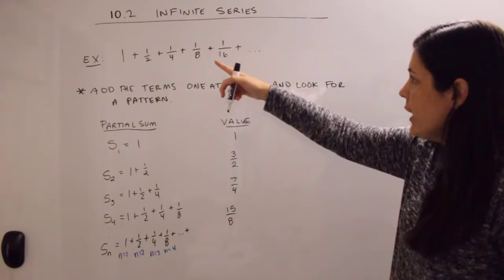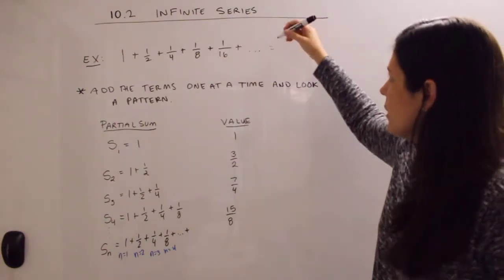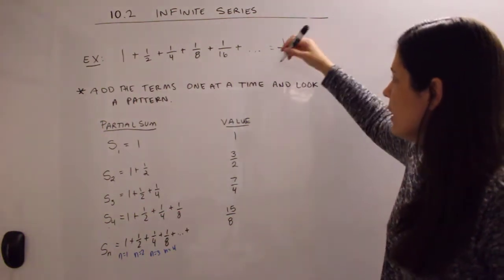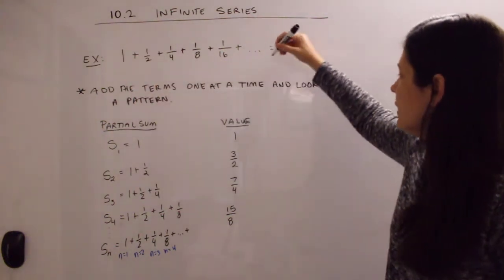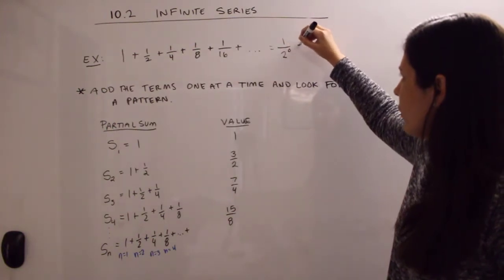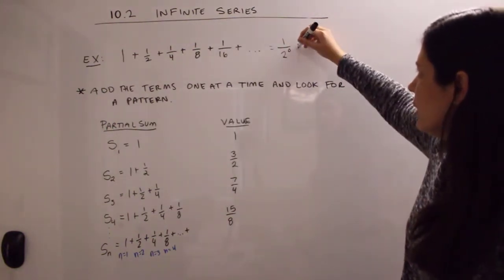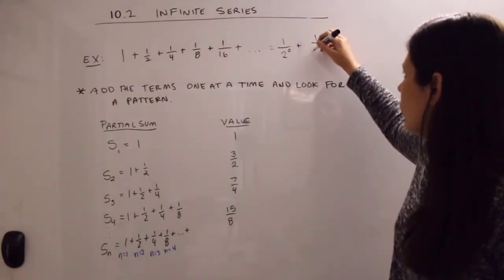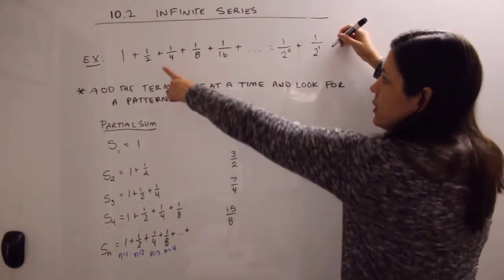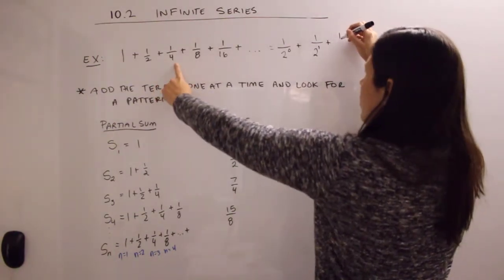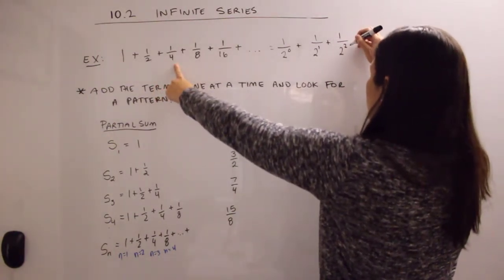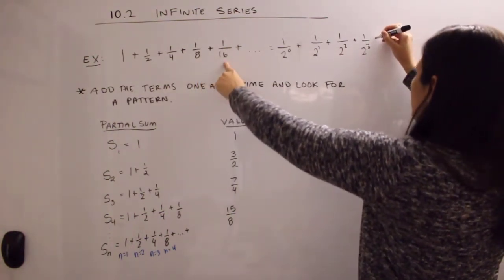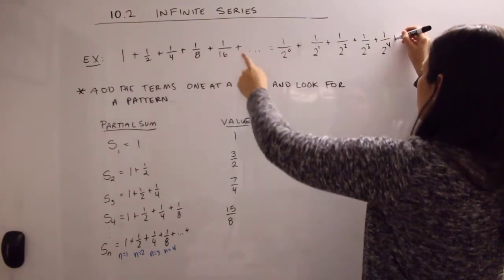So I'm going to rewrite our series up here in terms of powers of 2. I'm even going to start with the very first number. 1 is the same as 1 over 2 to the 0 power, because 2 to the 0 power is 1. So this is 1 over 1. The next term is 1 over 2 to the first power. That's the 1/2. Then 1/4, this is 1 over 2 squared. This is 1 over 2 cubed. This is 1 over 2 to the 4th.